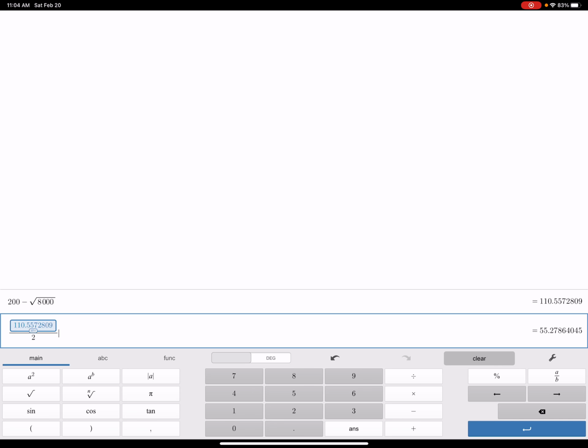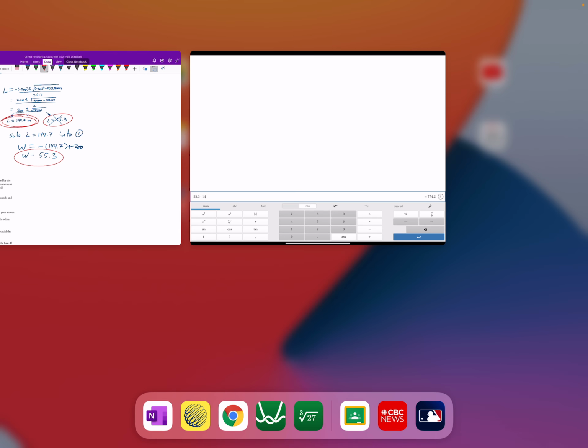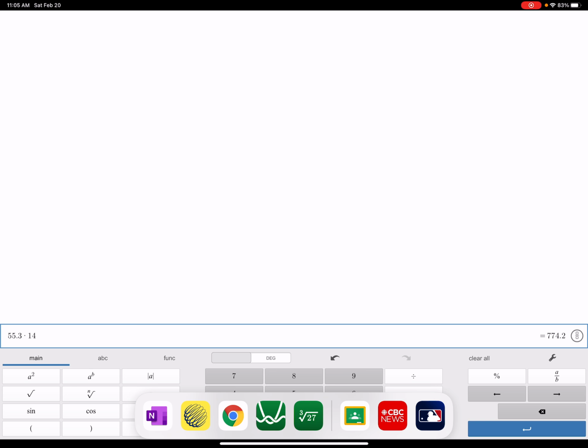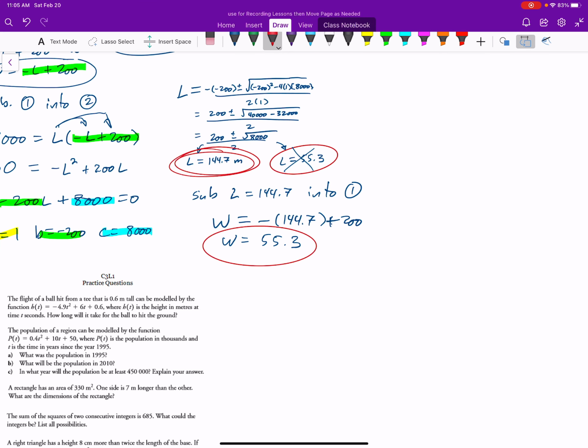So 55.3 times 144.7. And as you can see, it's not exactly 8,000, it's 8,001.91, but that's only because we rounded it. If we carried more decimal places, it would have been closer to 8,000. So there's our answer for that one.